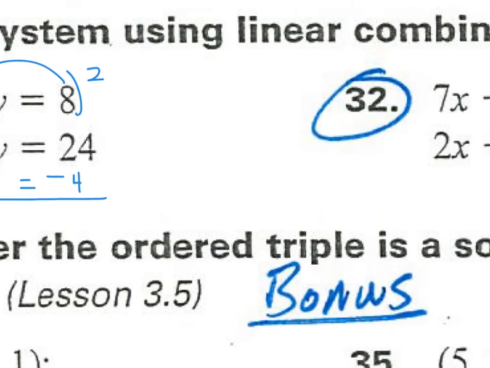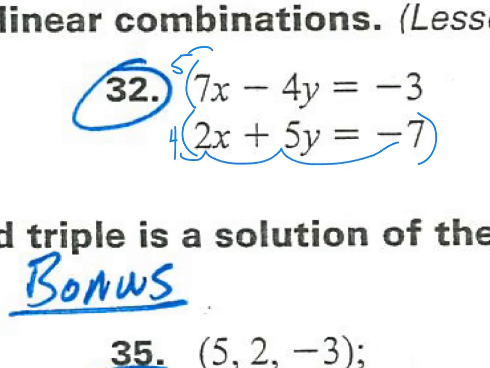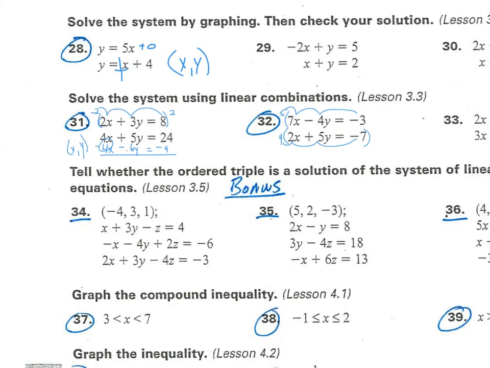Same concept on number 32. The only difference is we've got to do a little bit more multiplying here. We're going to change both equations. I'm going to multiply this one by 2. I'm sorry, not by 2. Back that up. Multiply this by 5, and this one by 4. So distribute and multiply through to everybody, same way in the top. You're going to get two new equations. You're going to eliminate the y's, plug it back in, and solve for the x.